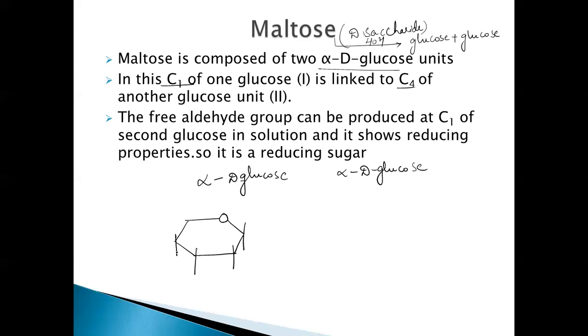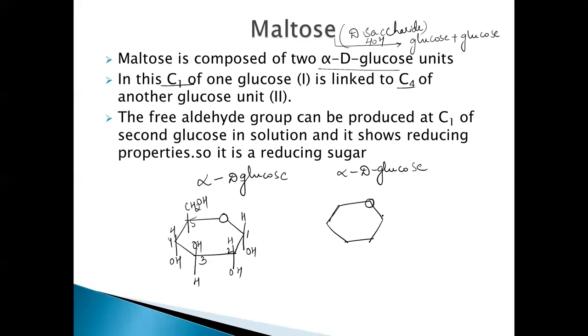I'm putting all the numbering of carbon atoms 1, 2, 3, 4, 5, and 6, the carbon atom being CH2OH. Right, so in alpha glucose, I have H on the top, OH on the bottom, right? This is alpha glucose. And at the third position, it is just the opposite. And this is the structure of alpha glucose. Another alpha glucose also, I write the same structure here.